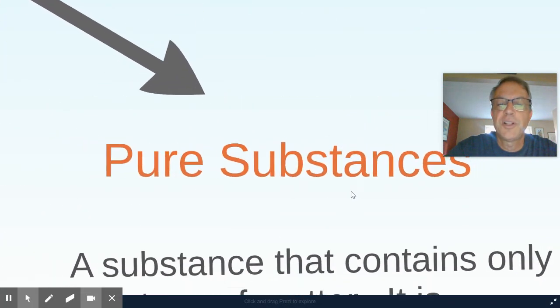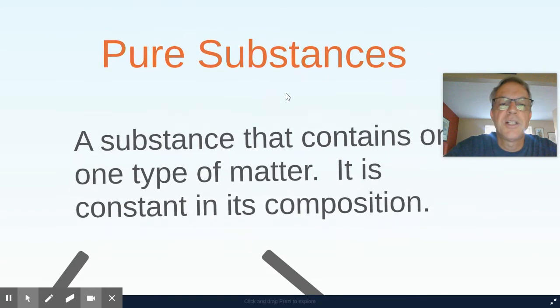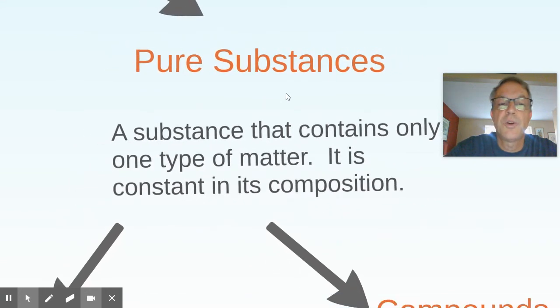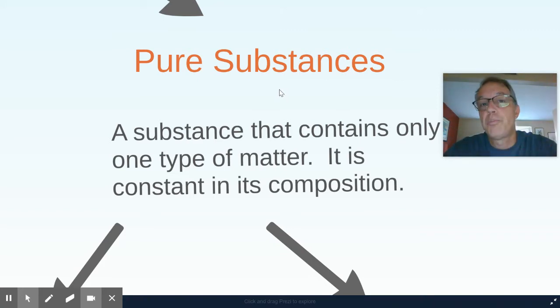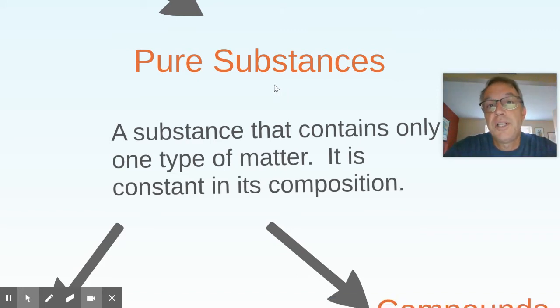Okay, so a pure substance is anything that contains only one type of matter. It's completely constant in its composition. As an example, if this ring right here were pure gold, which it's not, that's an element, but if it were complete gold, that would be a pure substance which we call an element. Or if we had, for instance, H2O, which is water, which is a compound, and we have pure water, that also could be a pure substance.